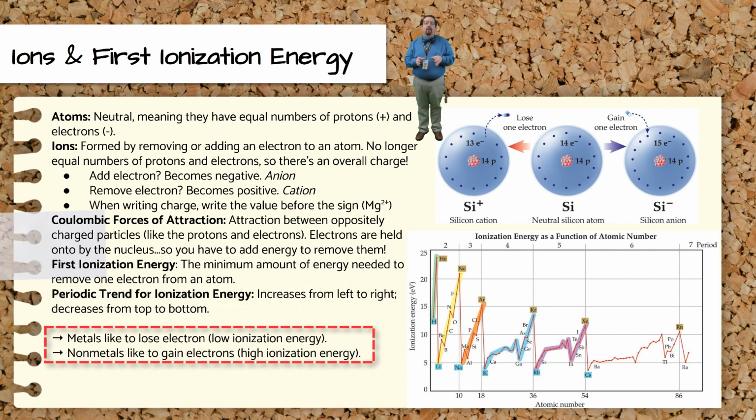For now, you just need to know that the more metallic the atom is, the less strongly it holds onto its electrons, so the lower the ionization energy. The less metallic an atom is, or the more non-metallic an atom is, the stronger it holds onto its electrons, so the higher the ionization energy. In fact, the ionization energy is so high, it's difficult to provide enough energy to nonmetals to remove electrons. So they actually prefer to gain electrons instead of lose them.